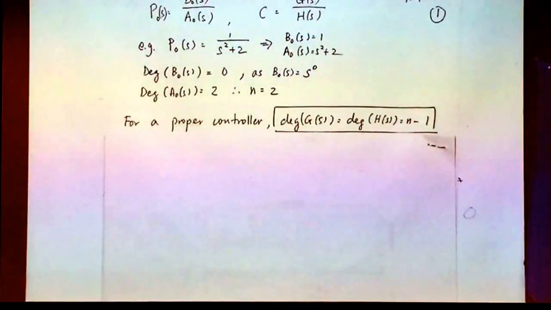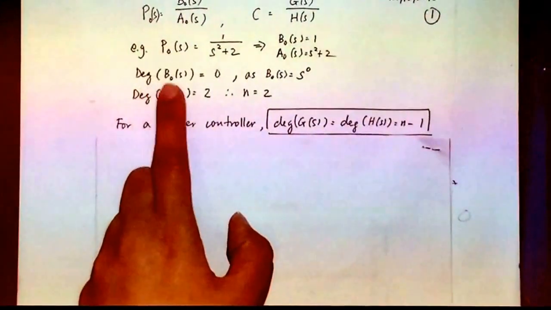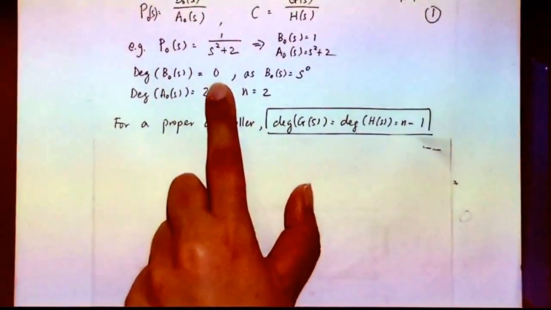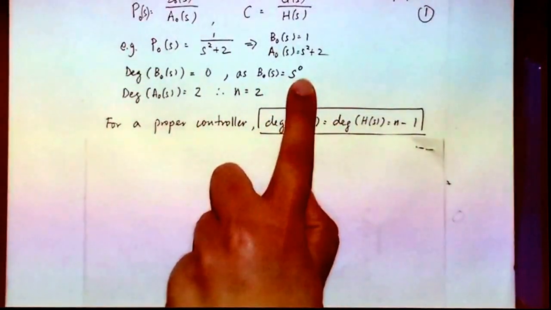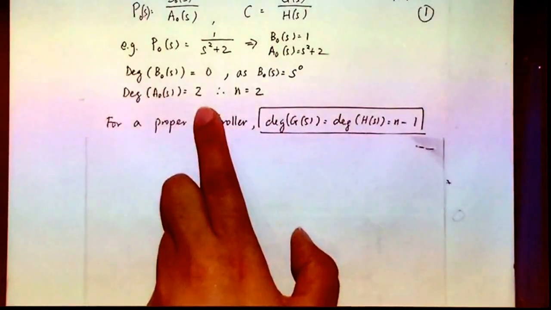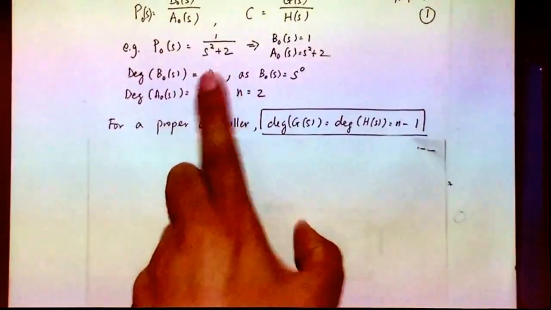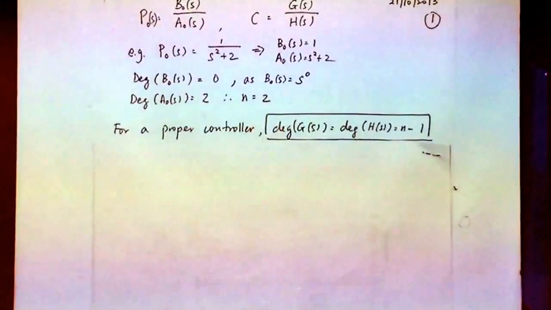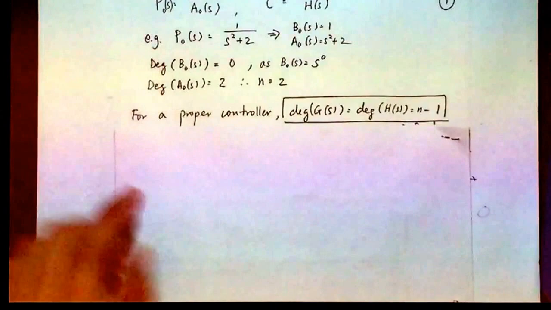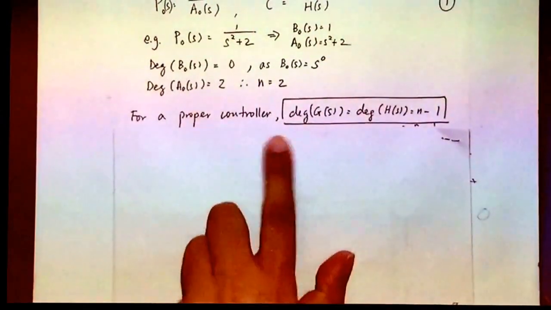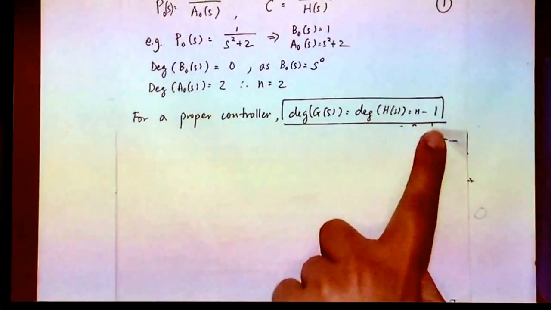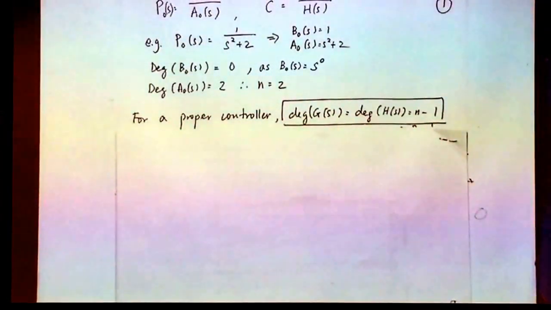The next question: the degree of B naught is 0, because B naught is s to the power 0. The degree of A naught, the denominator, is 2, because the highest order is s to the power 2. Here we say N is equal to 2. As a guideline, for a proper controller, the degree of G is equal to the degree of H, which is equal to N minus 1. This is a guideline I will give you.